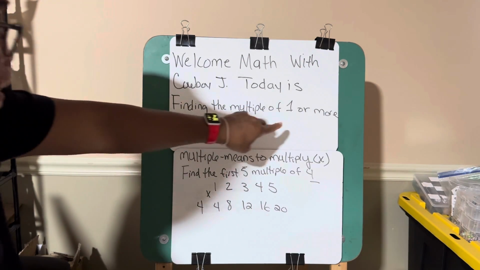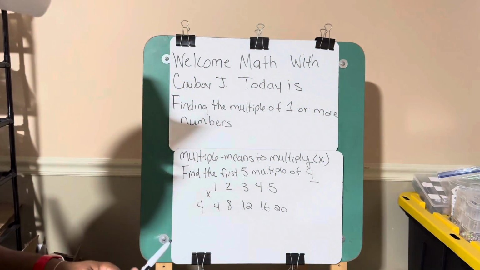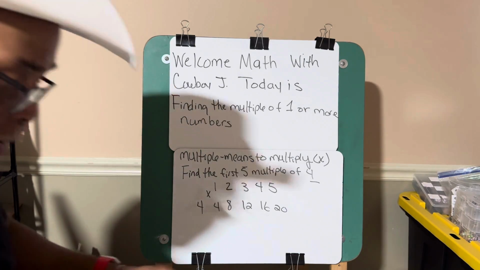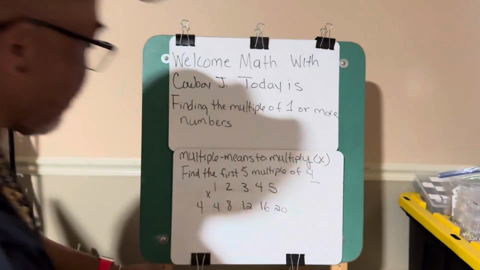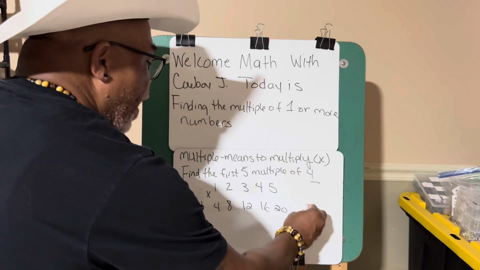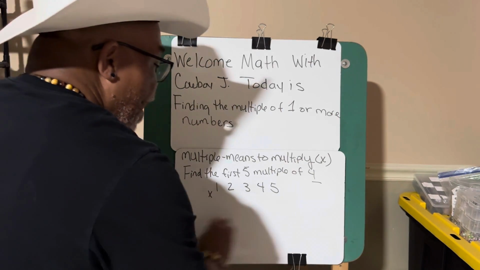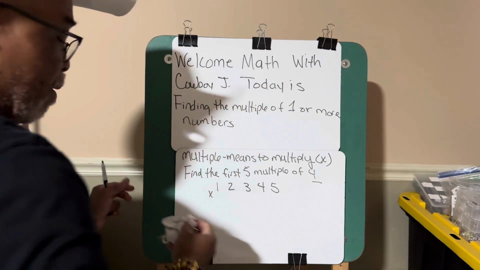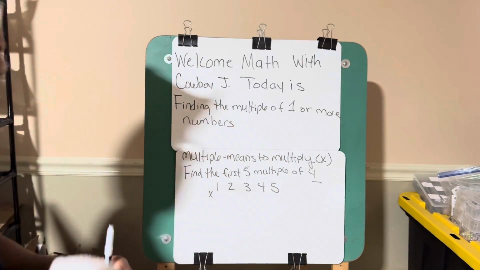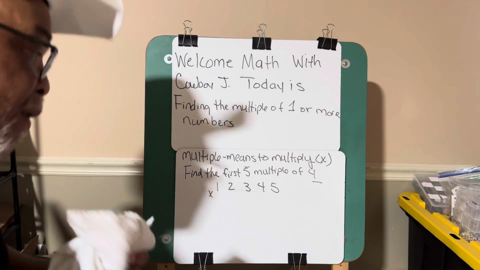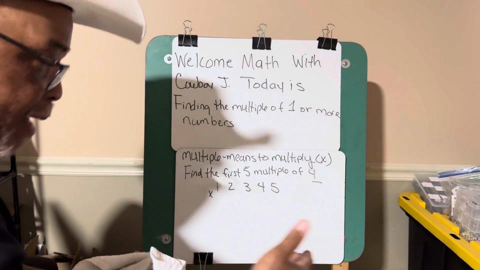If they ask you to find the multiple of more than one number, say 2 numbers, 3 numbers, then we're going to go at it the same way. The only thing that might change is how far we have to go out with our multiplying. So we always do the first 5. If the first 5 don't work, then we go 6, 7, 8, 9.